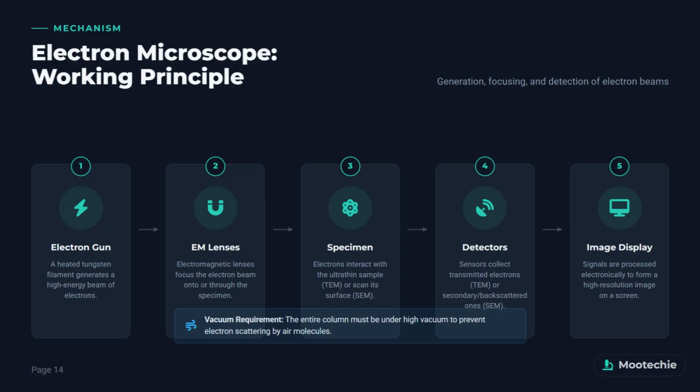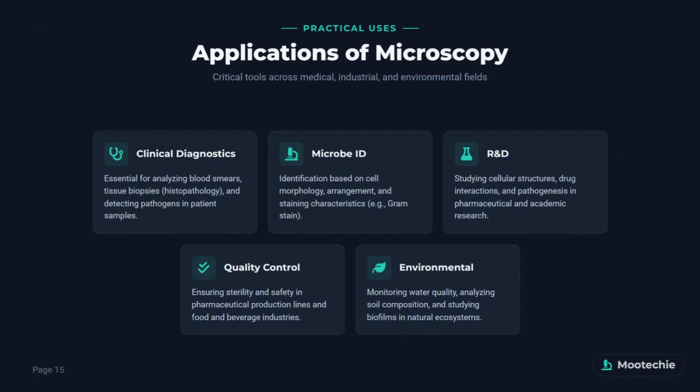Now, where do we use all these tools? This slide covers the practical applications of microscopy across many fields. In clinical diagnostics, it's used for analyzing blood smears and tissue biopsies. For microbe identification, it's all about observing cell shape and staining results like the gram stain. In research and development, it helps study cell structures and test new drugs. In quality control, it ensures products are sterile and safe in pharmaceuticals and food. In environmental science, it monitors water quality and studies soil microbes and biofilms.